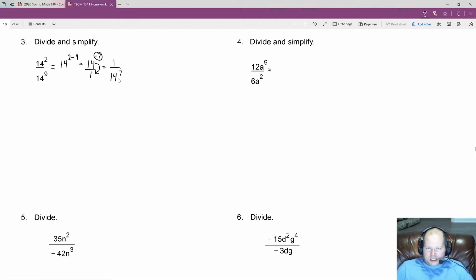I'm going to come over here and try this one. We have 12 divided by 6, which is a 2. And then we have a to the 9th divided by a to the 2nd. So 9 minus 2 is 7.